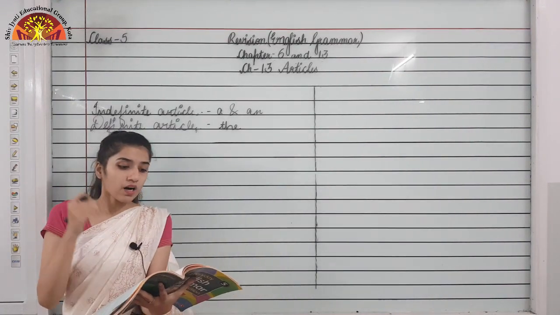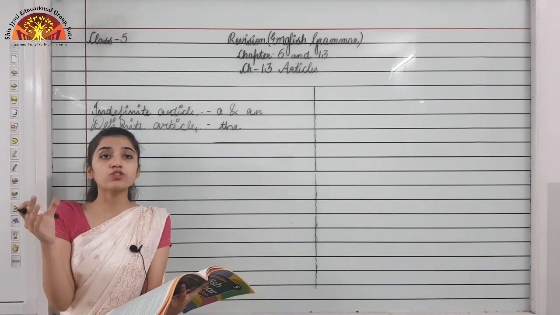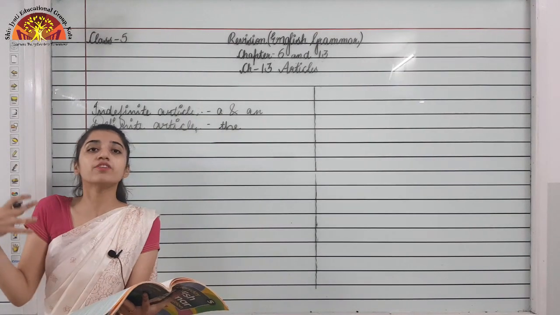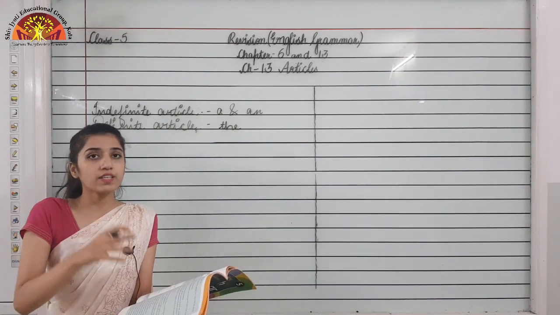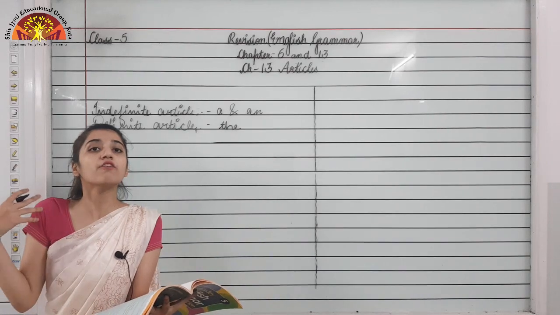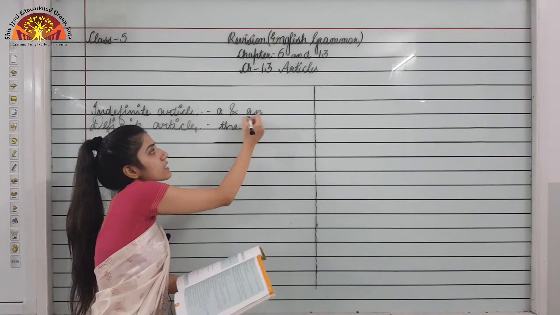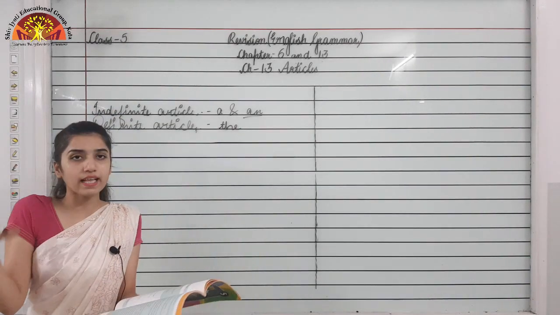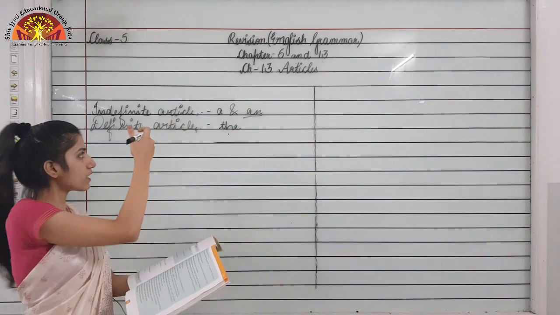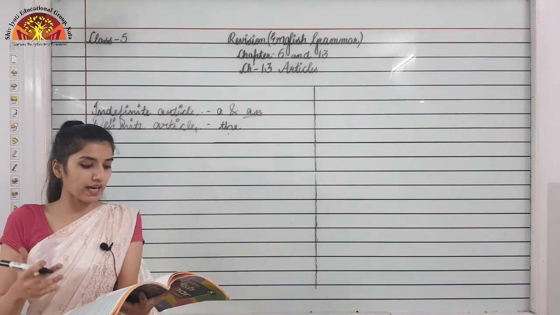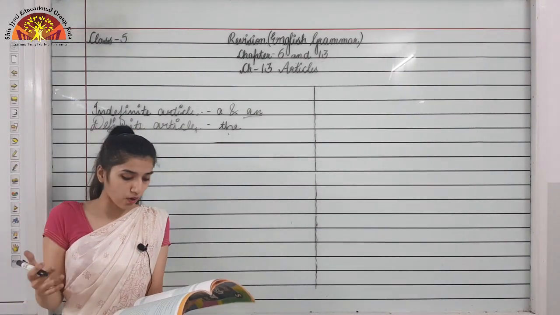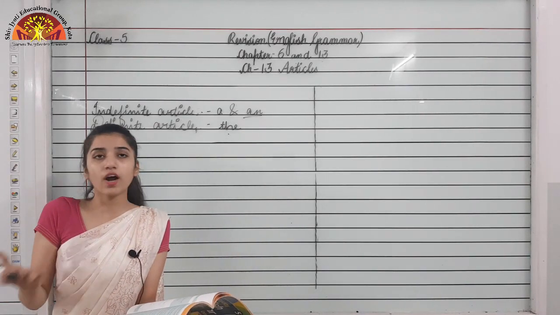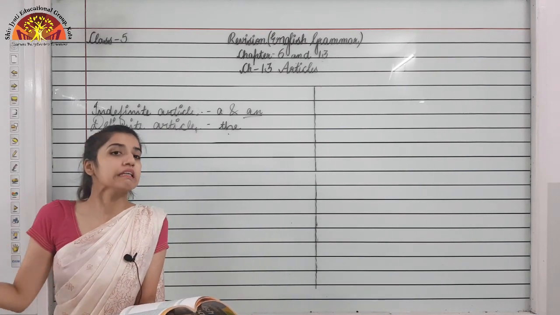So for words having a consonant sound, we will be using a, and for words that begin with a vowel sound, we will be using an. And when we are referring to any particular kind of thing, we will be using the, which is a definite article. The is called the definite article because it refers to a particular person, animal or thing, in short, a particular noun.